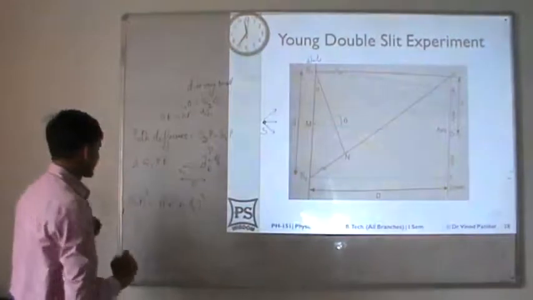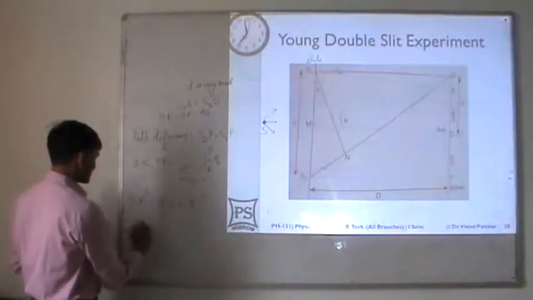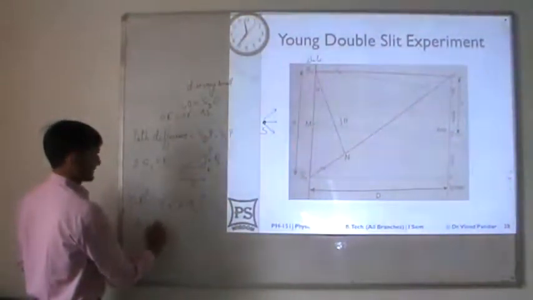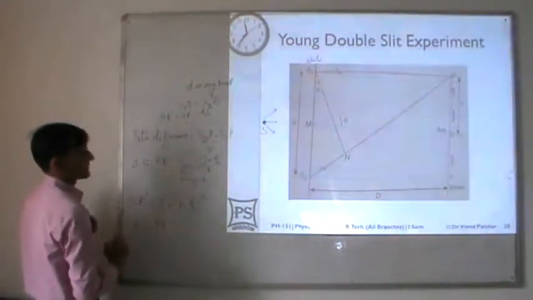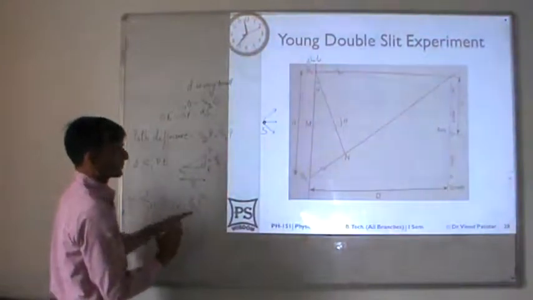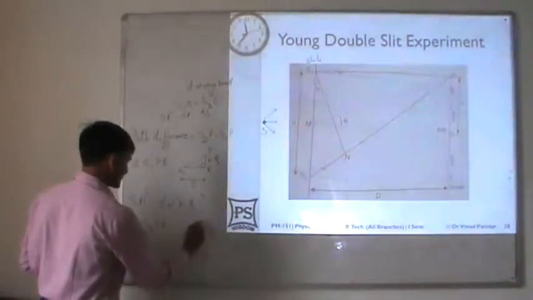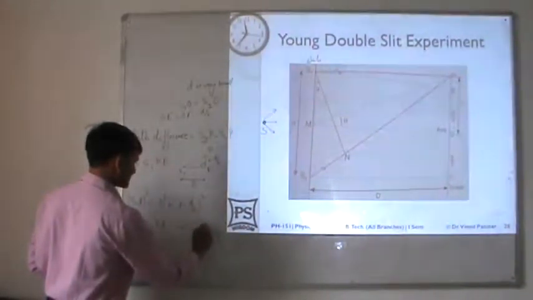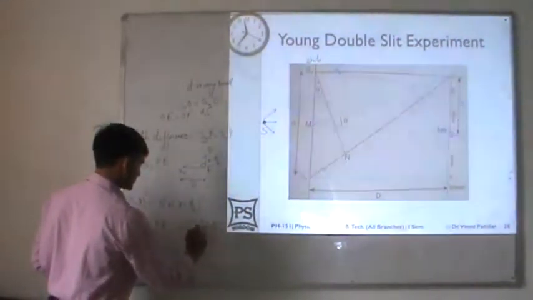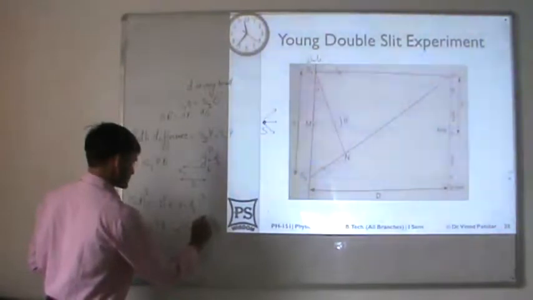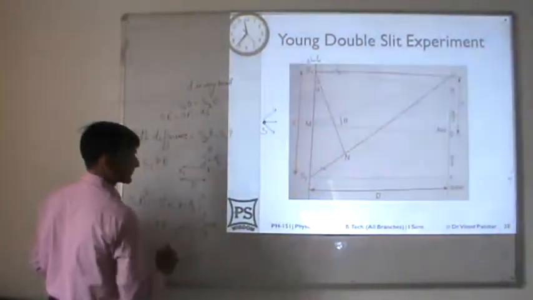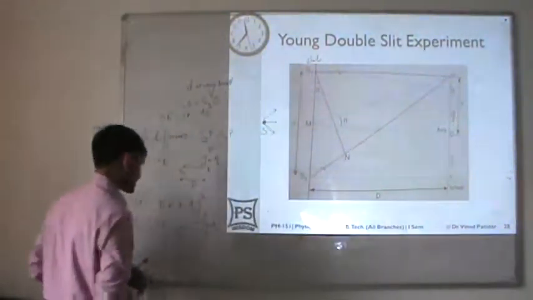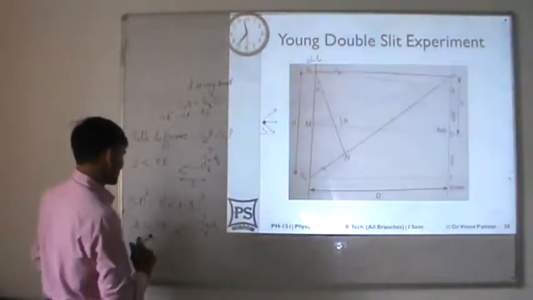Okay? Now similarly what we do, we consider another triangle as S2PF. Now in this again, if I just redraw the triangle here, this is what we have. This is X plus D by 2, this is S2, this is P, and this is F. Okay? Now this is D by 2 and this is X. So this is X plus D by 2. Fine? Now what we have?